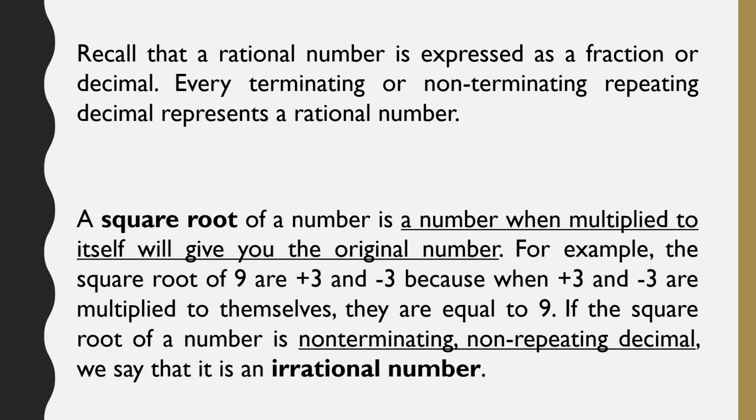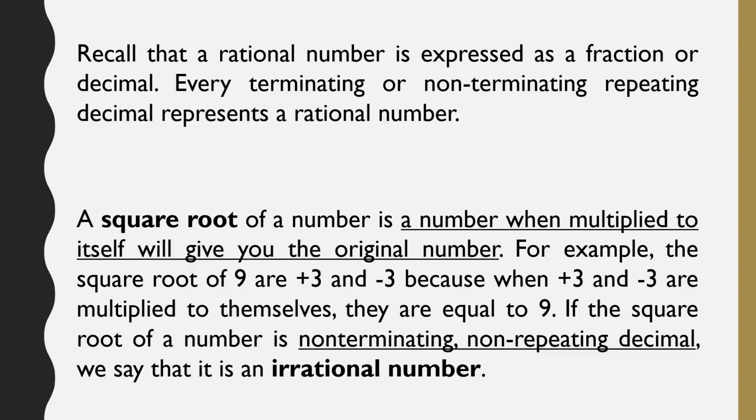So when we say square root of a number, it is a number that, when multiplied by itself, will give you the original number. For example, the square root of 9 is positive 3 and negative 3, because when the positive 3 and the negative 3 are multiplied by themselves, they are equal to 9. So, halimbawa, let us multiply positive 3 times positive 3. The answer is positive 9 or 9. Negative 3 times negative 3. The answer is also 9 because negative times negative is positive.